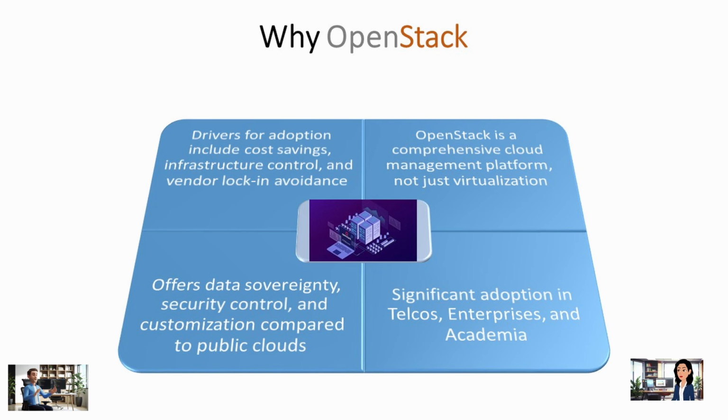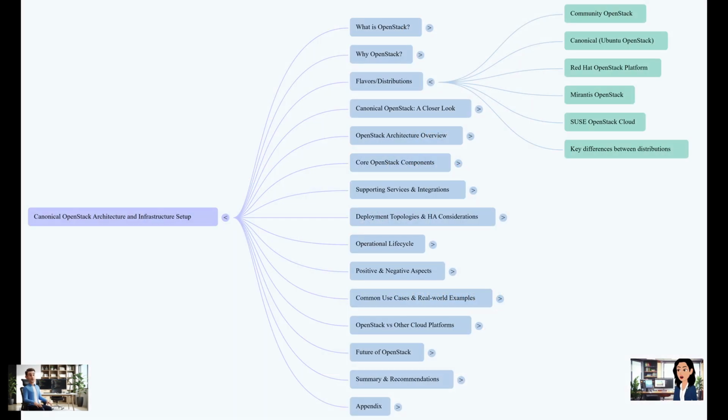Sure. Telcos, the telecommunications companies, are using it heavily for something called NFV, network functions virtualization. It lets them manage their network services like firewalls and routers as software on standard hardware. Much more flexible, more efficient. Interesting. Big enterprises often build private OpenStack clouds for their internal apps, maybe sensitive data they want to keep close. And in academia and research, you see it used for building powerful research clouds, giving computing power to students, scientists.